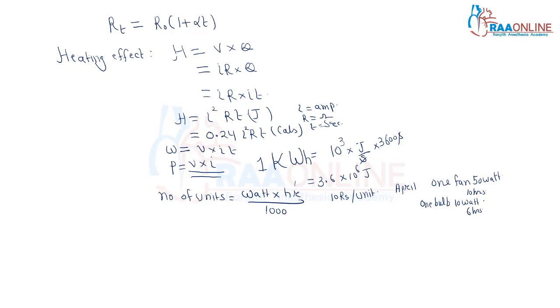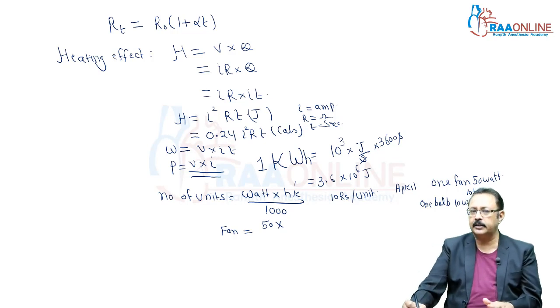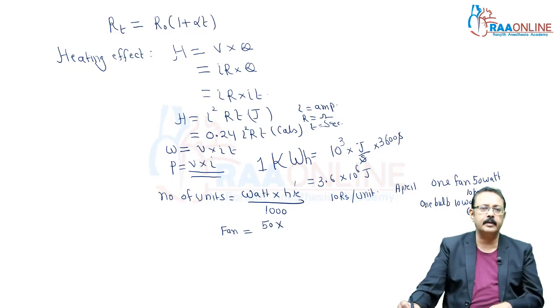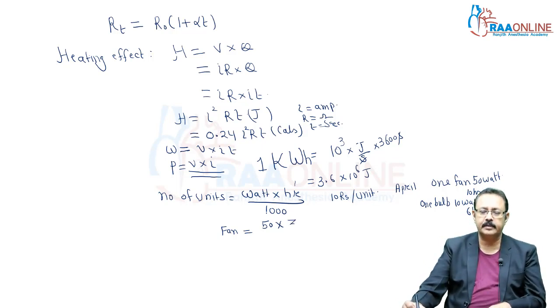See, first I am calculating units for the fan. For the fan, how many units are you consuming in the month of April? Watt is 50, and the number of hours for which it is used, daily 10 hours. In April there are 30 days, means 300 hours. Divided by 1000, cancel these zeros. So you will get 15. 15 units your fan is consuming.